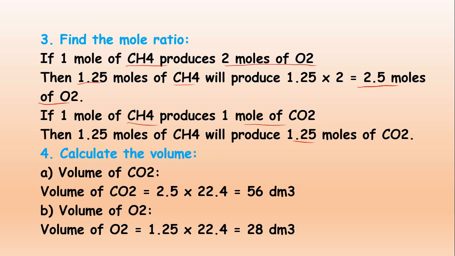Then the last one is the volume of CO2 and the volume of oxygen. We calculate it with the help of a formula: we multiply the number of moles with 22.4 dm cube, which is the standard volume. So for the volume of CO2, the number of moles 1.25 multiplied by 22.4, the answer will be 28 dm cube. For oxygen, 2.5 multiplied by 22.4 gives 56 dm cube of oxygen. So this is the stoichiometric calculation.